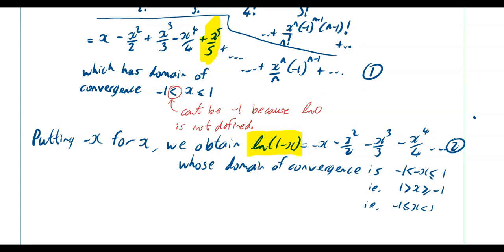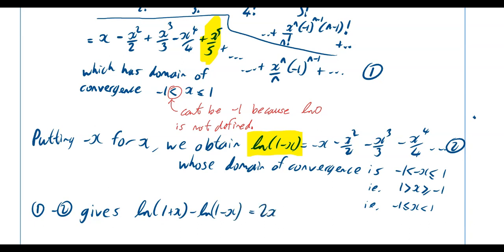Okay, right, now if you take those two things away from each other, so if you do equation 1 minus equation 2, that gives ln of 1 plus x minus ln of 1 minus x, which is equal to 2x plus 2x cubed over 3 plus 2x to the 5 over 5, and so on.